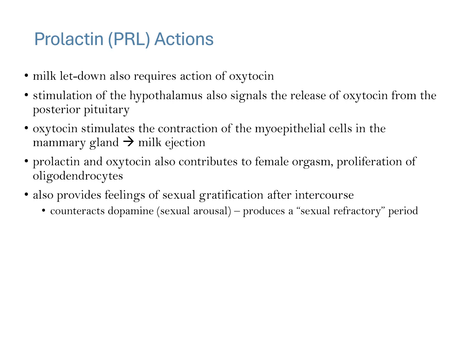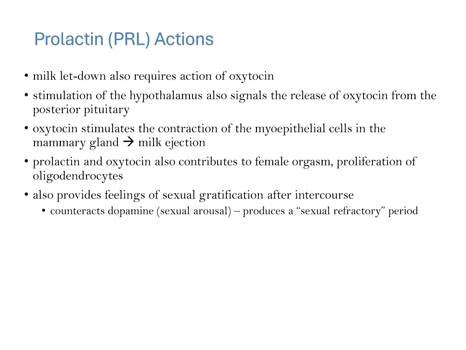So breastfeeding requires two hormones. It requires prolactin so that the breast makes milk, and it requires oxytocin so that the milk can be ejected through the nipple. By the way, prolactin and oxytocin also contribute to the female orgasm. It can lead to proliferation of oligodendrocytes in the brain, and they also provide feelings of sexual gratification after intercourse.